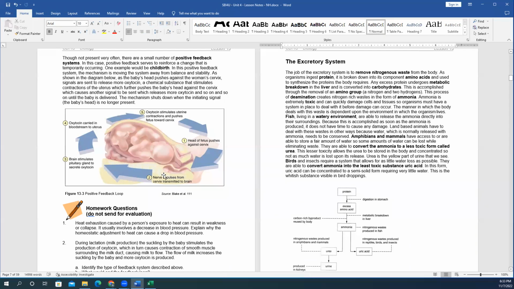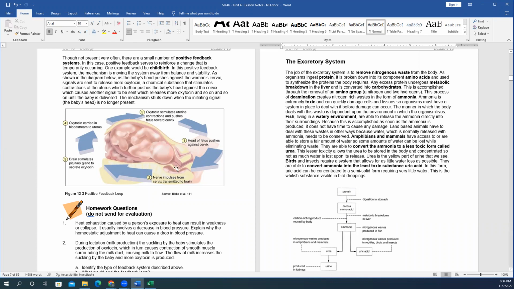nerve impulses from the cervix signal the brain to release more oxytocin from the pituitary gland, which in turn again causes further contractions and more signal. And this just keeps going on until the baby is through the pushing and the contraction of the muscles of the uterus, until the baby is born, until the baby is delivered.